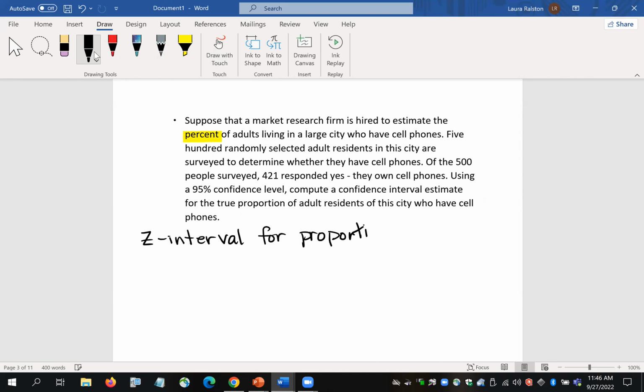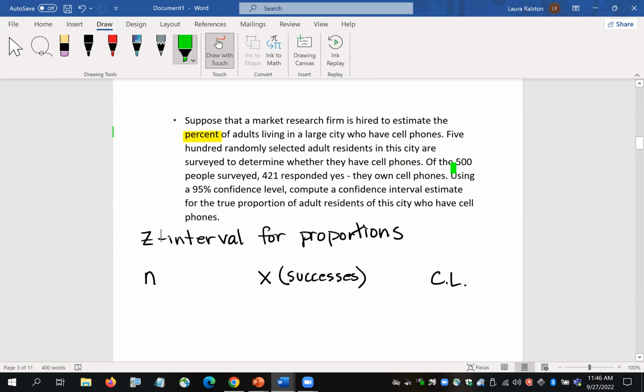When I am doing a Z interval for proportions, I need 3 things. I need the sample size, I need the number of successes, and I need the confidence level, all of which were given in the problem. If I go back and read, it tells me 500 randomly selected adults were surveyed. So my sample size is 500.